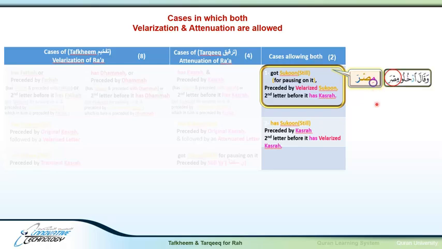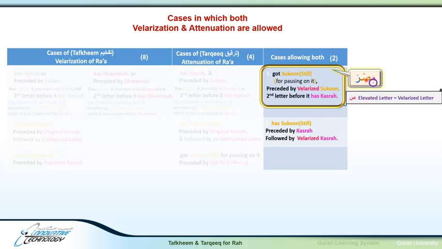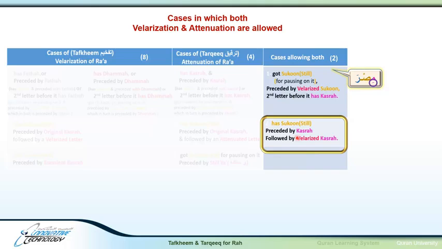وقال ادخلوا مصر. Misr, we realize that the ra is attenuated, but if the reciter decides to make it velarized, he has the choice to do that. Remember, the sad is an elevated velarized letter. Now for the second example, and in this case we're going to take an example, firq.